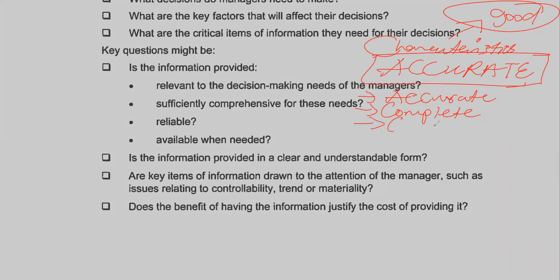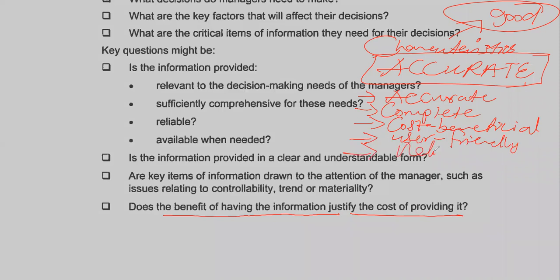Then we are saying that it is cost beneficial. Does the benefit of having the information justify the cost of providing it? Is the cost less than the benefit you are getting from it? Then it is cost beneficial. Then it should be user friendly. The person to whom the information is given should be able to use that information. We have relevance: is the information able to influence the decision of the person using it? We have accessible: is the information easily accessible to the user? We have timely: is it provided at the appropriate time to make the decisions that are required?